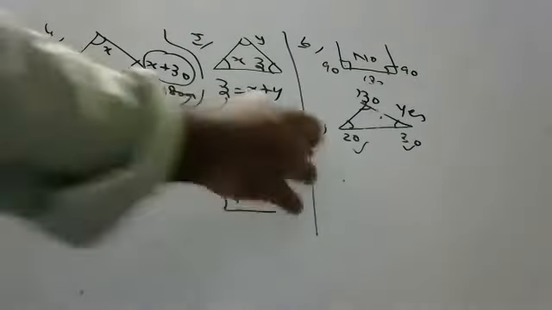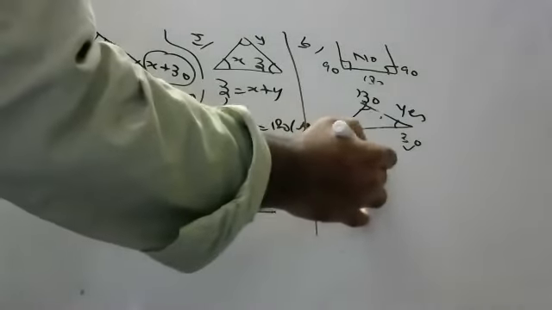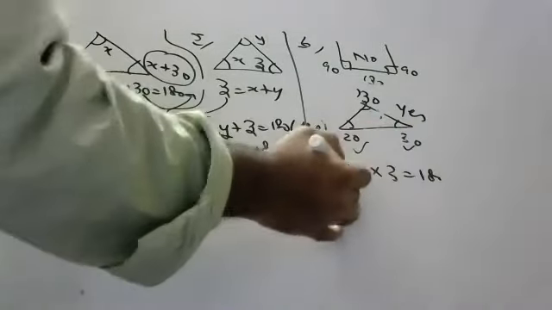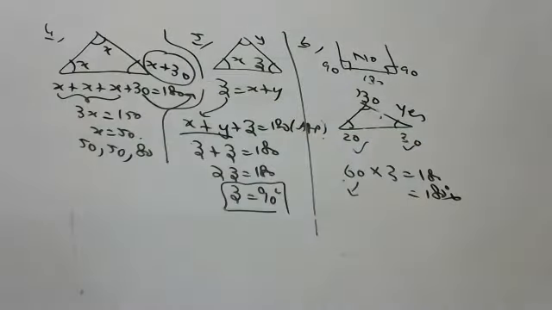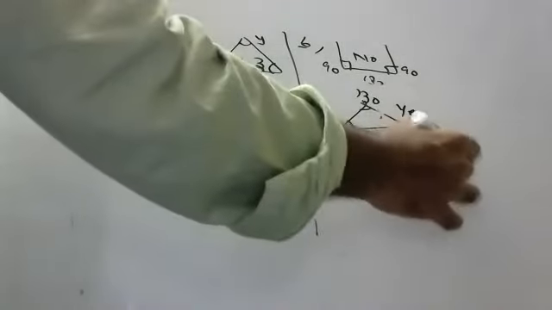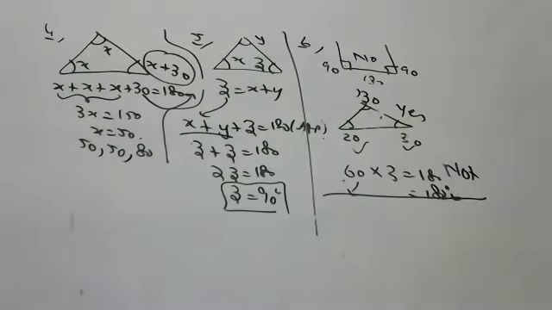All angles less than 60 means, see children, 60 into 3 is 180. If all of them are less than 60, you can't go to 180. If 180 is not satisfied, it is not possible. Third one is not possible. You should think, children.